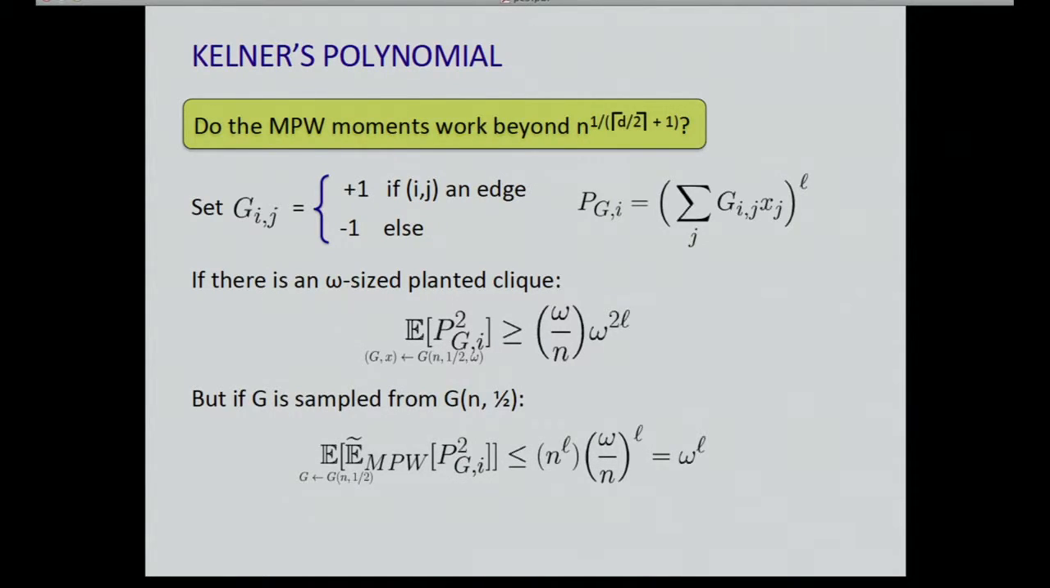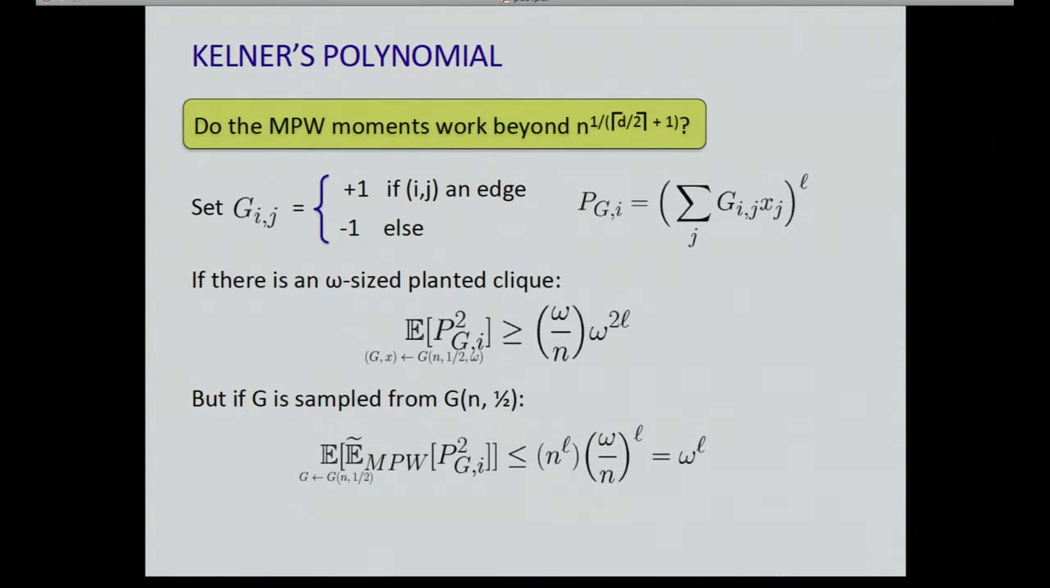But something fishy is going on, which is that when G is actually sampled from G(n, 1/2), the distribution that we want to fool SOS into thinking behaves like this one, then what actually happens is we take the expectation of the MPW moments over a random graph G. What we're really doing is we're taking this polynomial and we're squaring it. But the issue is that each of these variables, g_ij, is itself independent. So the only way that we get contributions whose expectation is non-zero is if we actually mate variables so that this g_ij variable occurs twice when we expand it out.